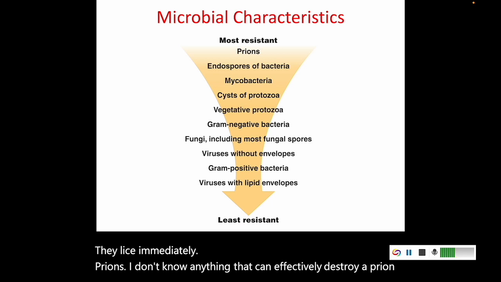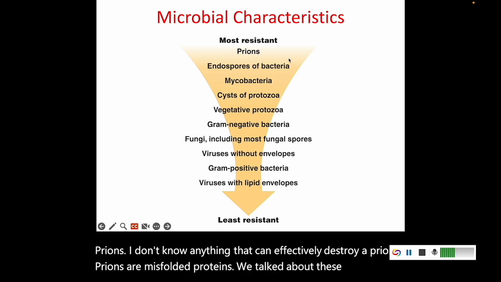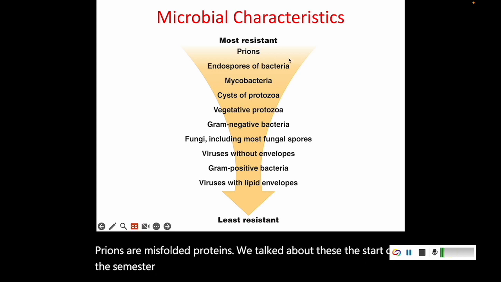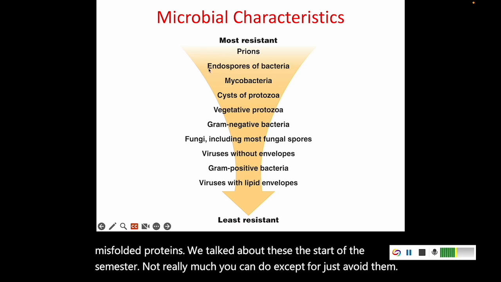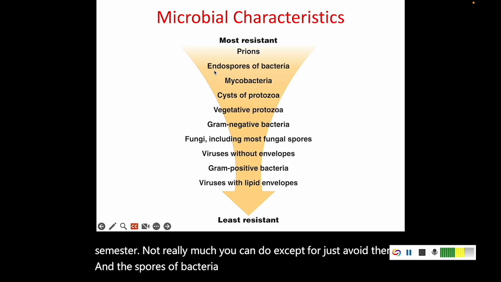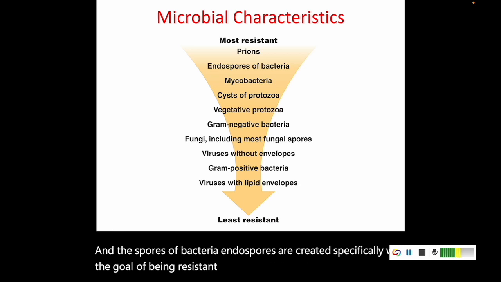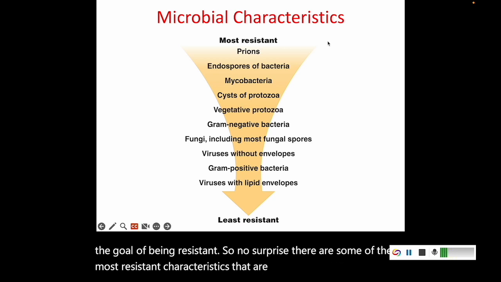Prions are misfolded proteins. We talked about these at the start of the semester. Not really much you can do except for just avoid them. Endospores of bacteria. Endospores are created specifically with the goal of being resistant. So no surprise, they are some of the most resistant characteristics that a microbe could have.